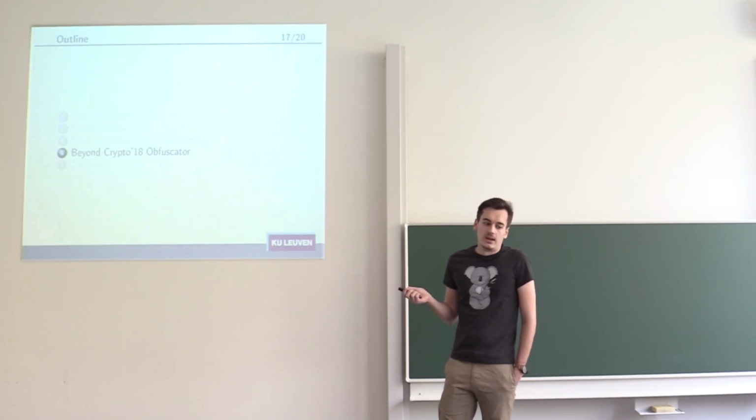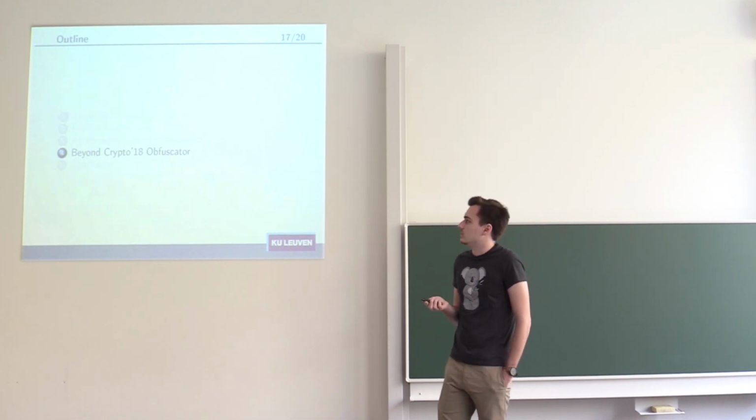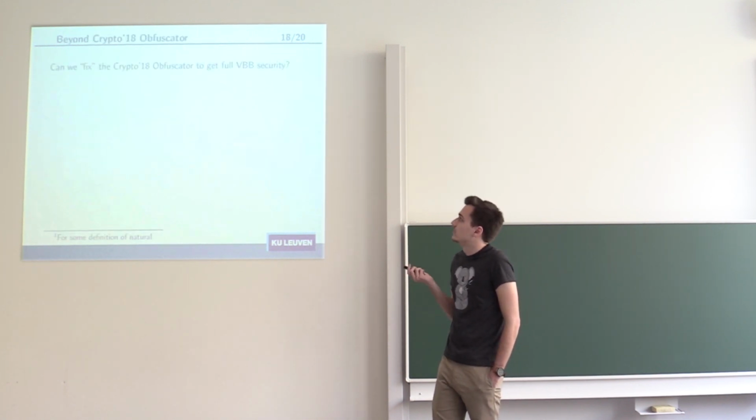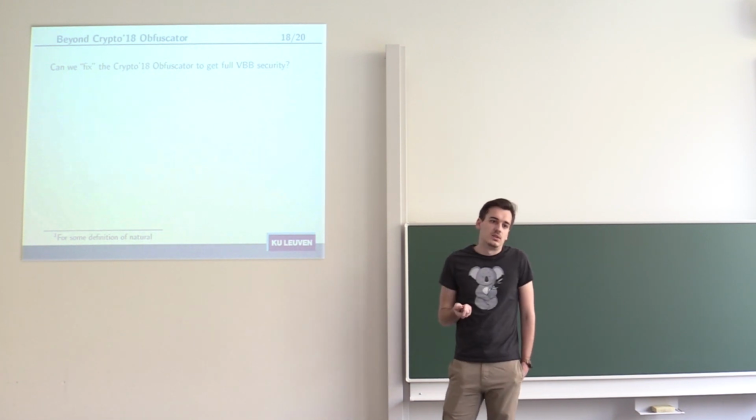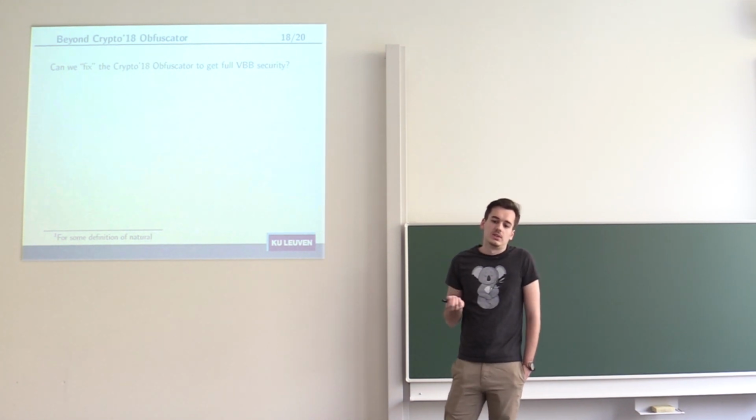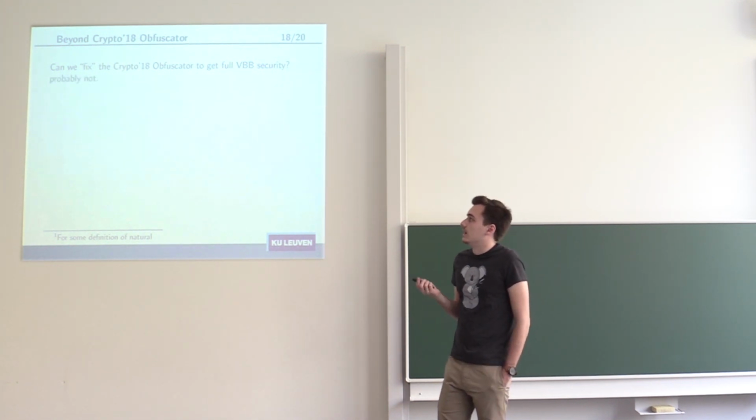Okay, so we've shown there is some security there, but there's also an attack. So the obvious question is, can we fix the scheme? Can we make it fully virtual black box secure? So that's what we tried to do. We tried for a long time and we failed. So then we tried to prove some impossibility results, and we found some. So it's probably not possible.